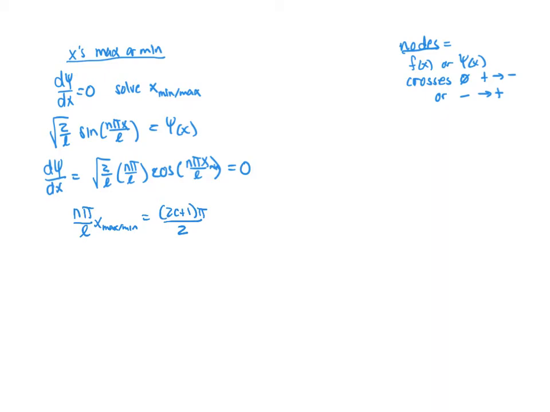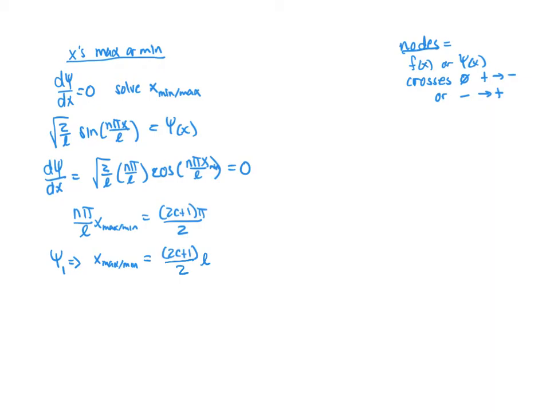So for each wave function, for each value of n, there is a possible number of maxes and mins. Let's look at psi 1 first, where n is equal to 1. If n is equal to 1 and I want to solve for x max or min, I put 1 in here and solve for x. I have 2c plus 1, and my factors of pi divide out, so x equals 2c plus 1 divided by 2 times L.